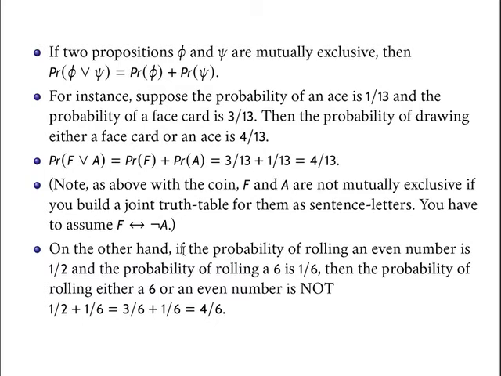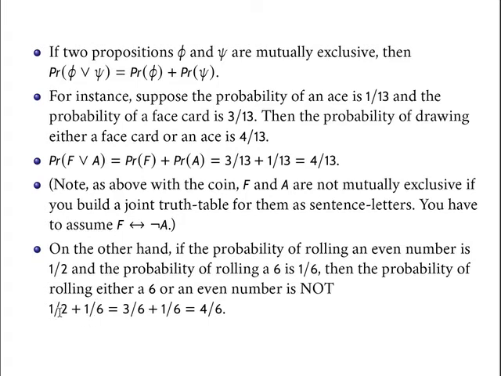Imagine you're rolling a regular 6-sided die. The probability of rolling an even number is 1/2, because half the numbers on the die are even. The probability of rolling a 6 is 1/6, because only one of the numbers is a 6, and there are 6 possible outcomes. So we know the probability of rolling an even number is 1/2, and we know the probability of rolling a 6 is 1/6. But we cannot calculate the probability of rolling either a 6 or an even number by simply adding up 1/2 and 1/6.